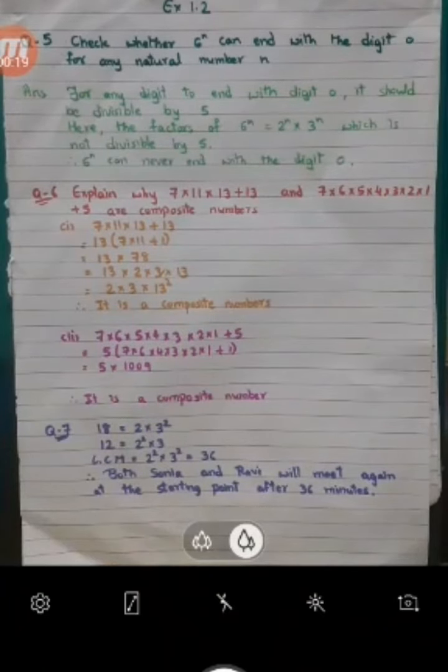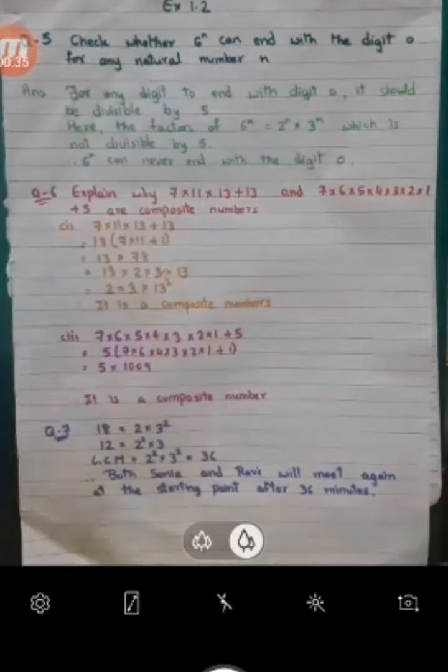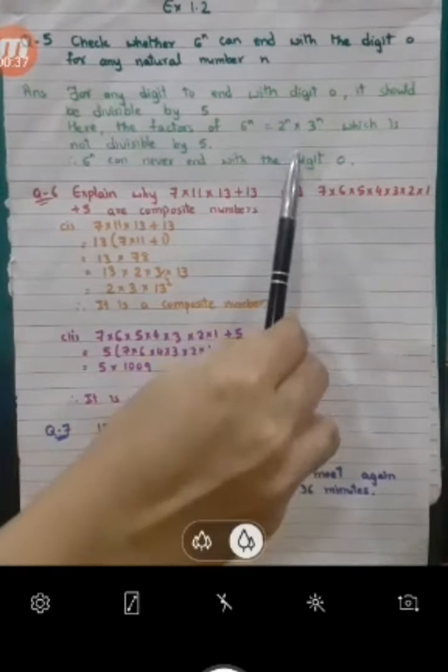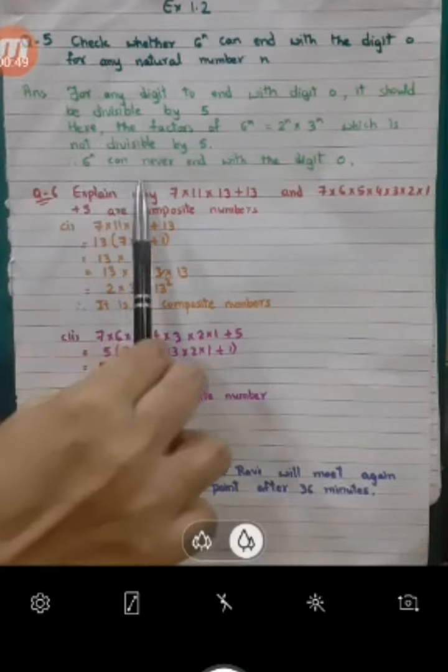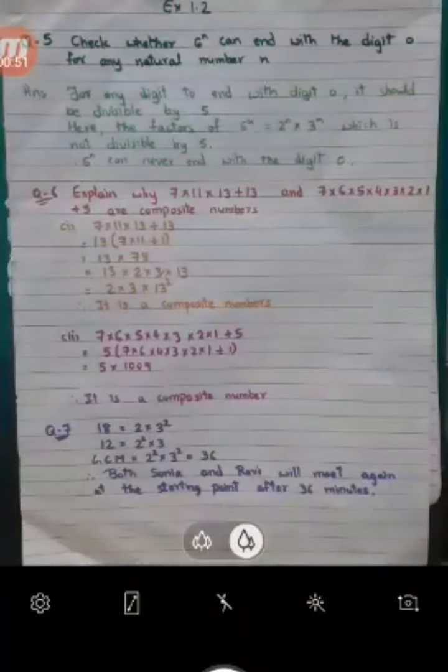Question number 5 is, check whether 6 raised to n can end with the digit 0 for any natural number n. Children, you all know, for a number to end with the digit 0, it should be divisible by 5. That means one of the factors should be 5. Now 6 raised to n is 2 raised to n multiplied by 3 raised to n. That means the factors are 2 and 3, while we want the factor 5. Therefore, 6 raised to n can never end with the digit 0.